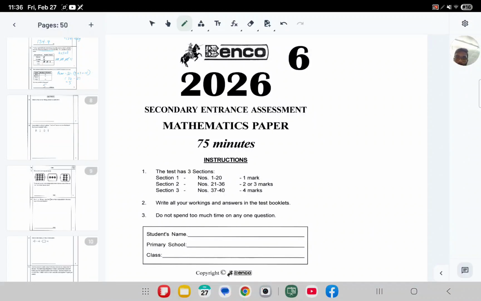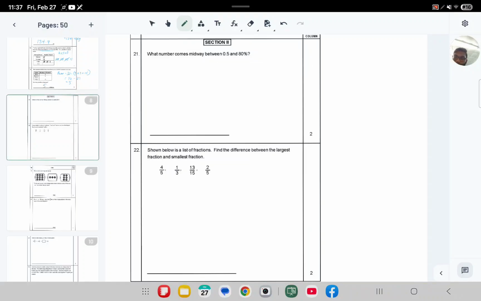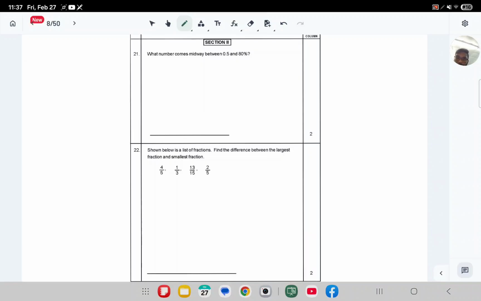Good. So continuing with the 2026 Benco test 6, we jump down to section 2. Section 2 now states what number comes midway between 0.5 and 80%. So we have a decimal, we have a percentage. So what I'll do, I'll change both into a decimal. So we have 0.5 already. Now 80% as a decimal would be 80 divided by 100. And we know when we divide by 100, we move the decimal point 2 places to the left hand side. So that will give us 0.8.